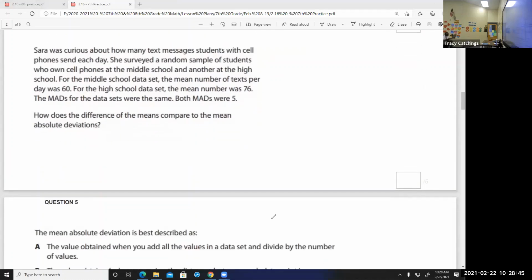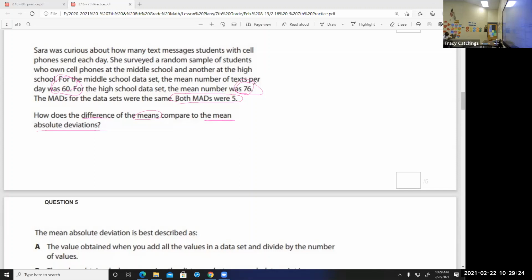All right, we're gonna try to make it through 4. It says Sarah was curious about how many text messages students with cell phones send each day. She surveyed a random sample of students who own cell phones at the middle school and another at the high school. For the middle school, the mean number of texts was 60. At the high school, the mean number was 76. They said the MADs were the same. How does the difference of the means compare to the mean absolute deviation?